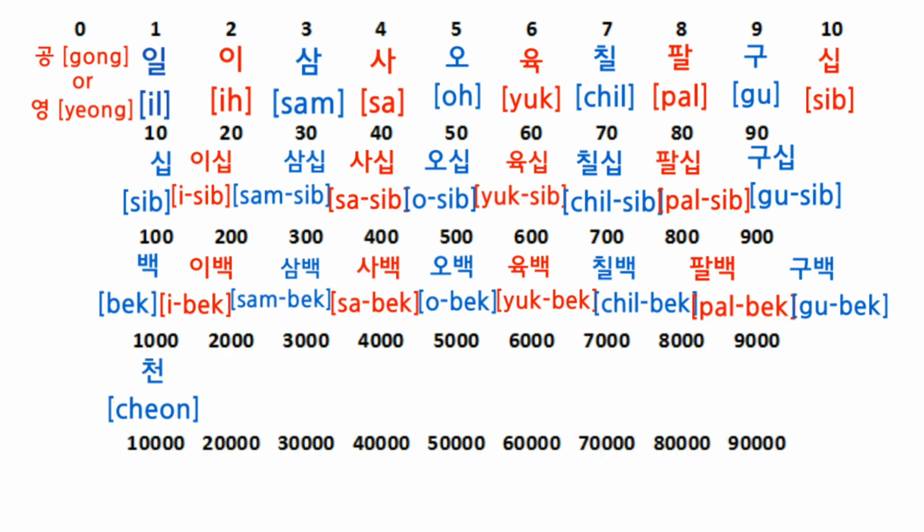1000 is 천 in Korean. I guess you would know how to say numbers in the thousands now. 1000, as I said, it's 일천, but we usually say just 천. 천, 이천, 삼천, 사천, 오천, 육천, 칠천, 팔천, 구천.